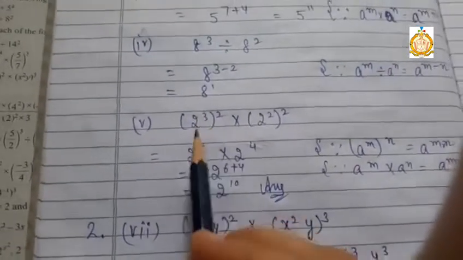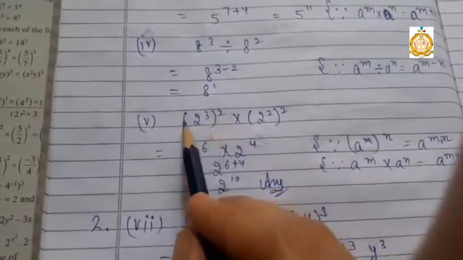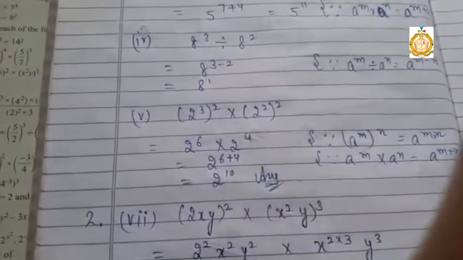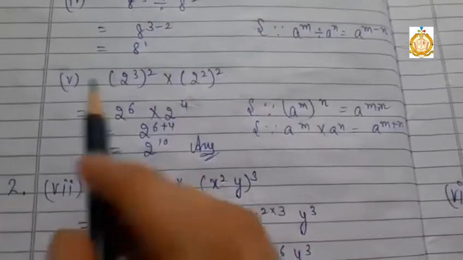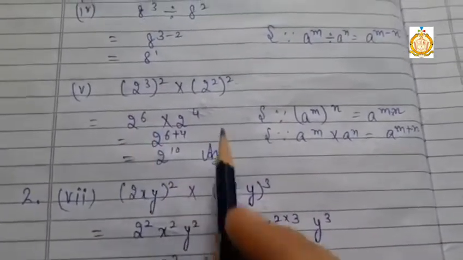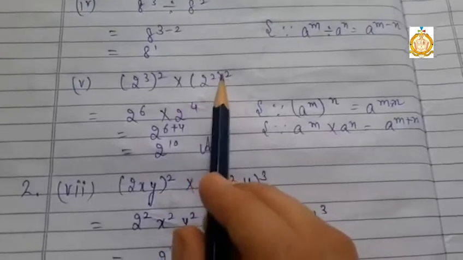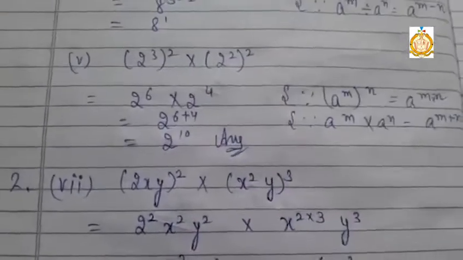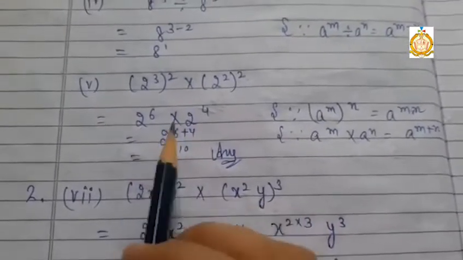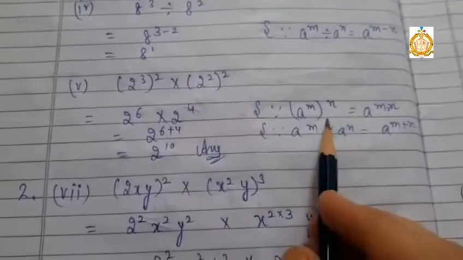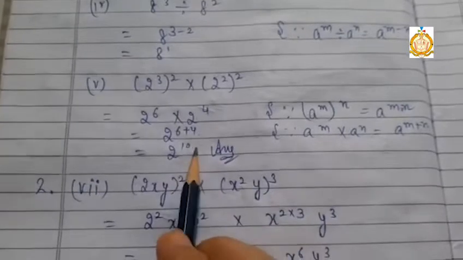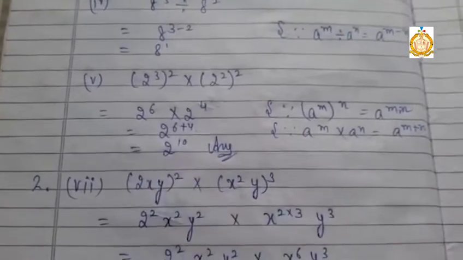Here in the next sum we are given with 2 raised to power 3 whole raised to power 2 into 2 raised to power 2 whole raised to power 2. By the laws of exponents we can multiply these powers. Here we will get 2 raised to power 6 into 2 raised to power, multiplying 2 into 2, 4. Now again the bases are same, powers are different and terms are being multiplied, so we can just add the powers by the law of exponents. Adding 6 and 4 you will get 10. So your answer is 2 raised to power 10.